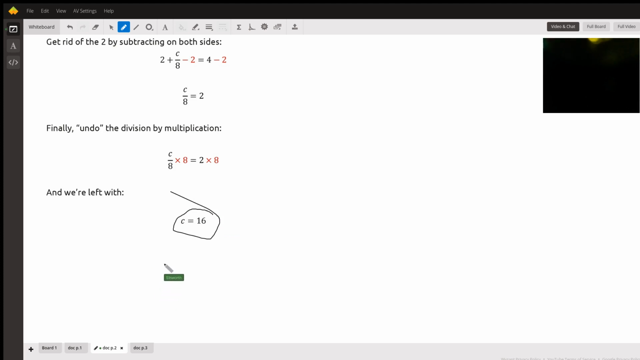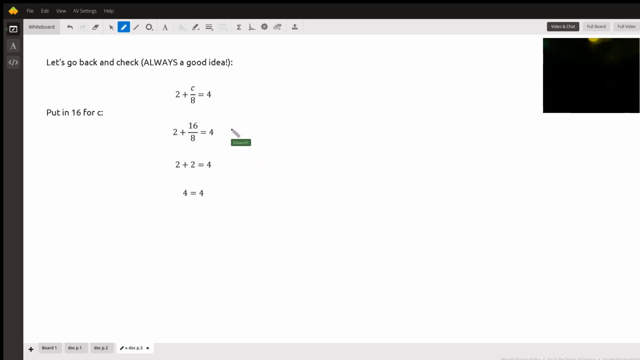How do we know it's right? Well, I'm a big fan of checking, and I strongly urge all students to do it as well. So take your number and put it back in the original equation, see if it works. There's our equation. Put in 16. 16 divided by 8 is 2. As we all learned in elementary school, 2 plus 2 is 4. So there it is. It works.